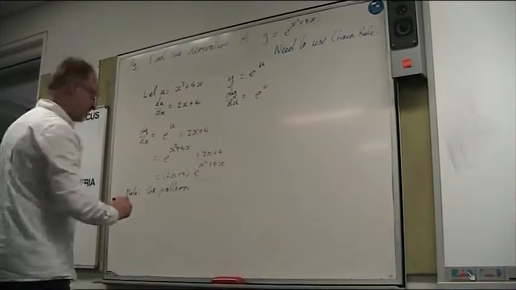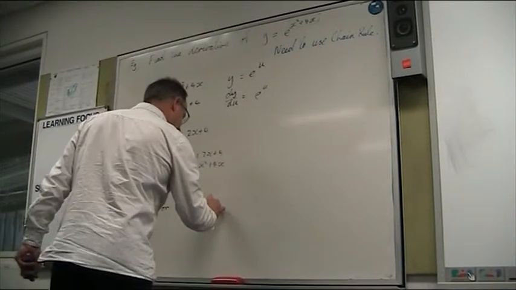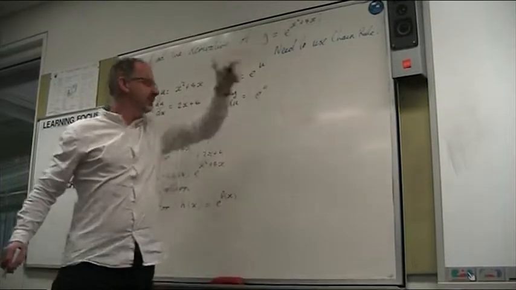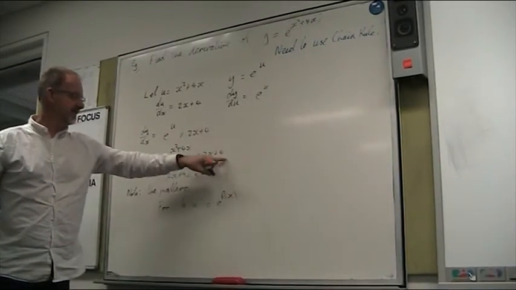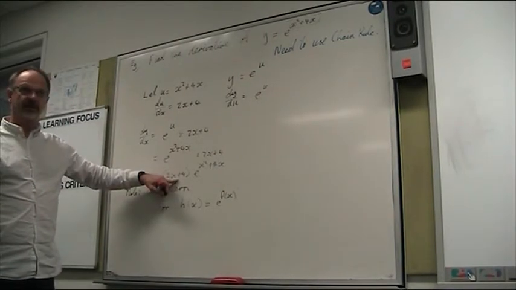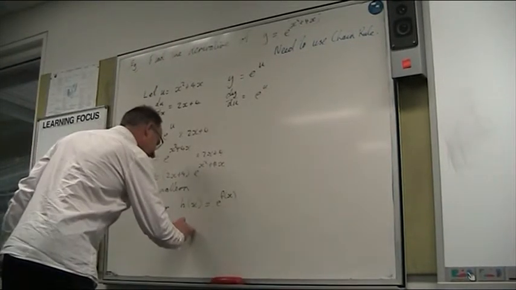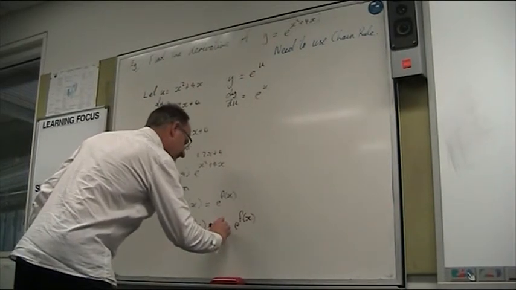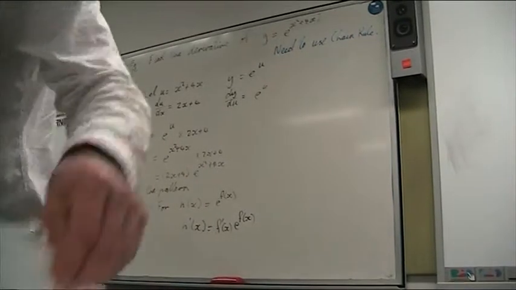The pattern is this. For h of x equaling e to the power of some function, when we differentiate, we still end up with the e to that function bit, and then out the front we end up with the derivative of the function bit. So we still end up with the e to the f of x part, and out the front it's multiplied by the derivative of that f of x. All right, so that's a pattern. Some people like to use that. Up to you whether you do or you don't.